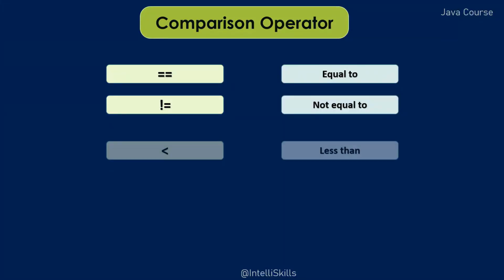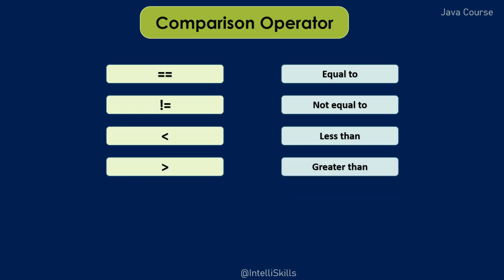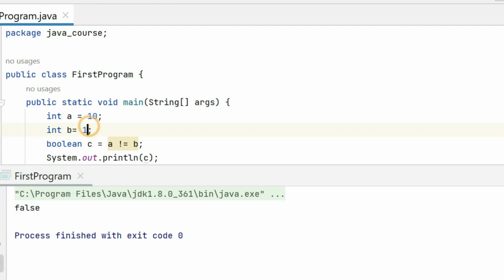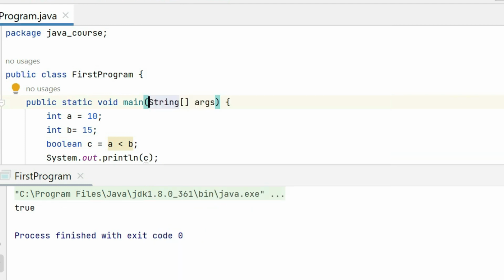The next comparison operator is less than, and again greater than. Let's make it 15 once more, and we'll give the less than sign over here. True, because 10 is less than 15. A is less than B, so it is true. And it will be false in case of the greater than sign, because 10 is not greater than 15.